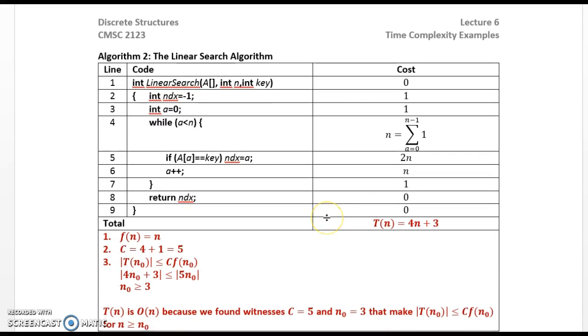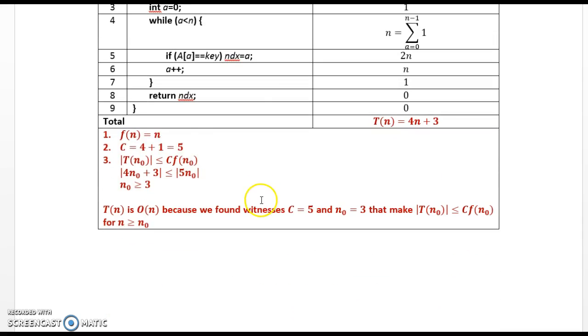Our next algorithm is the linear search algorithm. It has the same time complexity as finding the maximum element. We're just looking for a key, and in the worst case, we could match our key as the last thing that we compare. So we have much the same analysis here, and we find that T of n is less than or equal to C f of n for n greater than n sub naught.